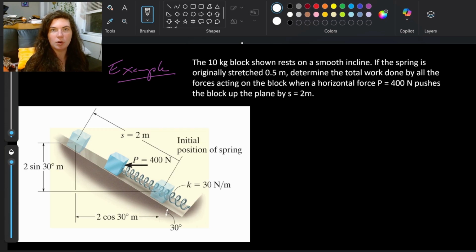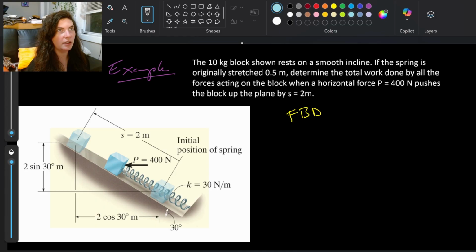And finding the total work is just going to be a matter of summing all of the work that is being done in order to push this block up the incline by 2 meters. So the first thing that we're going to want to do is analyze what forces we have here that are working on sliding this block up the plane. Of course, we'll do that with our best friend, a free body diagram.